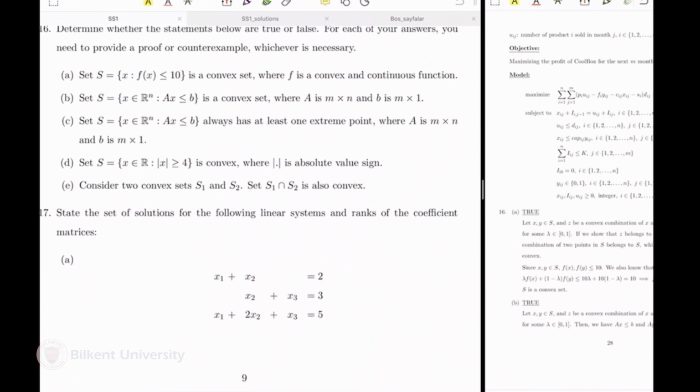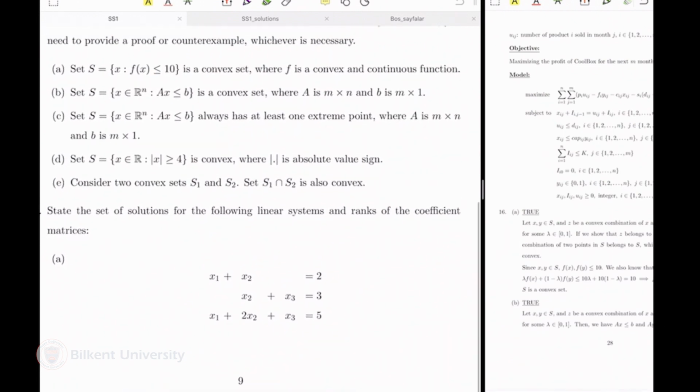Now, in part A, it's written that the set S, all x's such that f of x is less than or equal to 10, is a convex set. And this is happening where f is a convex and continuous function. Is it true or not? This is true, but how to show it?